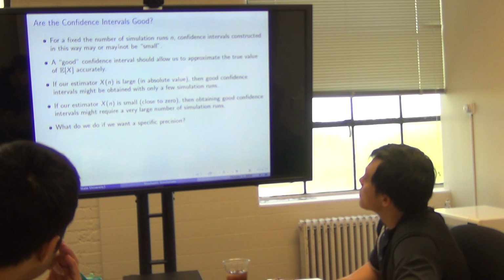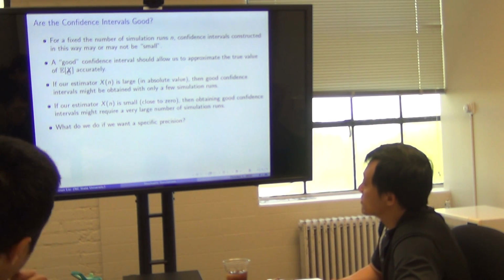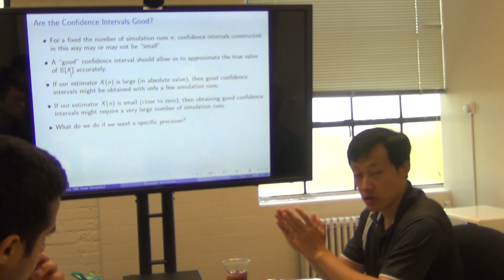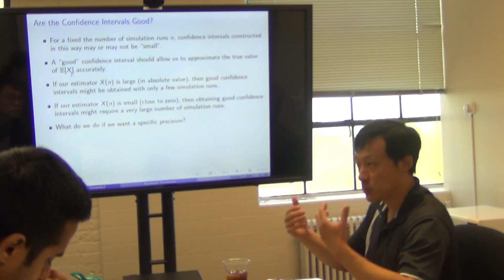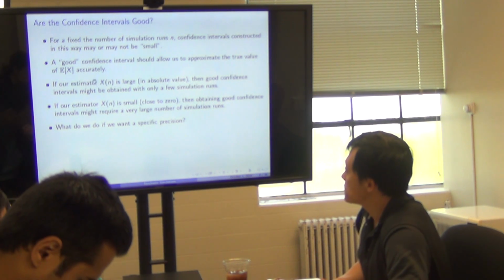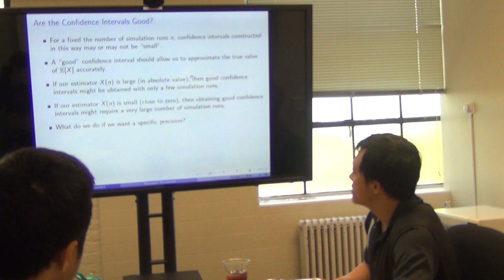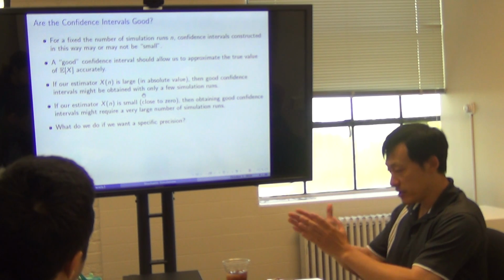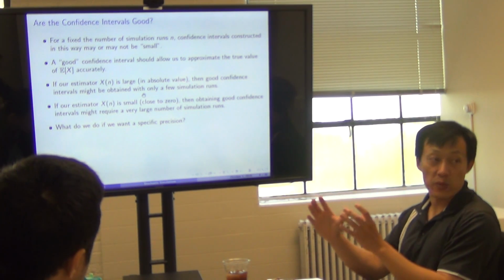You want it small. A good confidence interval should allow us to approximate the true value of the expectation accurately, meaning the expectation falls into my interval with a high probability, close to 1. So I want the interval to be small and the probability to be big. It's a trade-off. If our estimator is large, say the mean of some random variable is large, it's in general easy to obtain a reasonable confidence interval, because the mean is large and it's easy to come up with a relatively small interval to sandwich it.